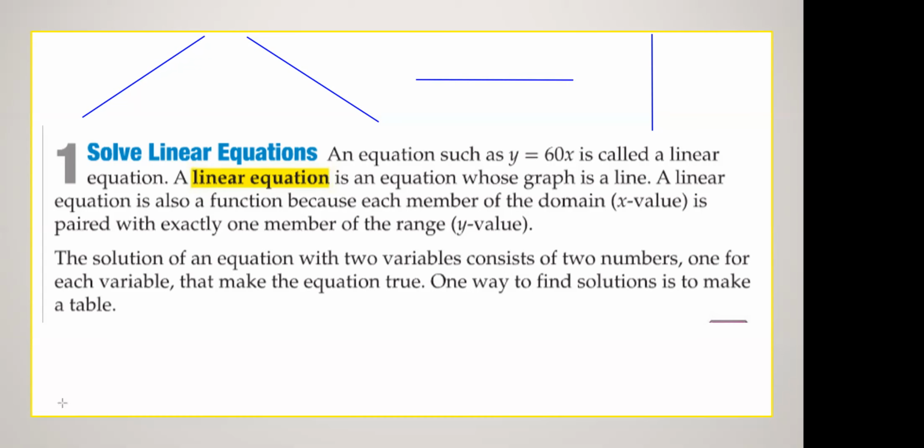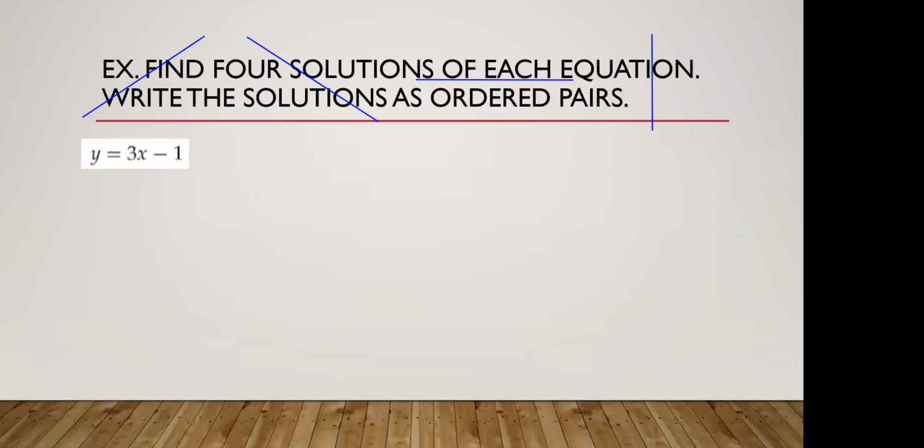One way to find solutions is to make a table, okay? Here it says find four solutions of each equation, write the solutions as ordered pairs. So what we're going to do is make a table of these values. We're going to plug in values for x, and see what we get for y when we plug it into the equation, 3x minus 1, okay?